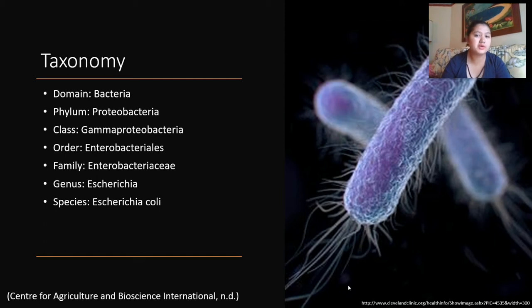So here is our breakdown. We have a domain bacteria, right? Phylum Proteobacteria, class Gamma Proteobacteria, order is Enterobacterales, family is Enterobacteriaceae, genus is Escherichia, and the species is Escherichia coli. Again, just a reminder, since it is in the domain bacteria, that means that they do not have membrane-bound organelles as we do as eukaryotes.